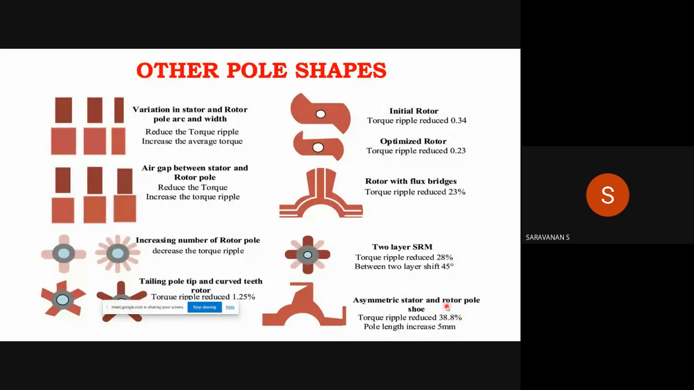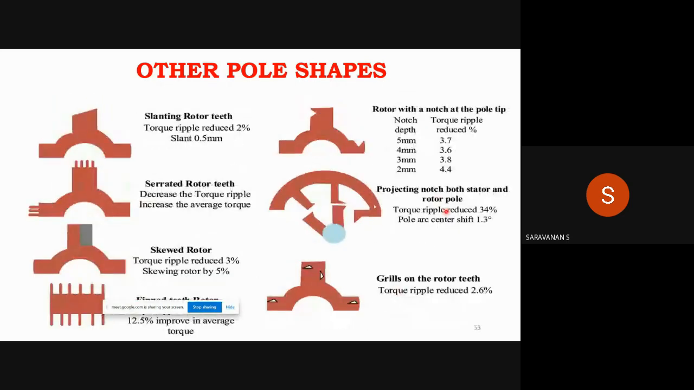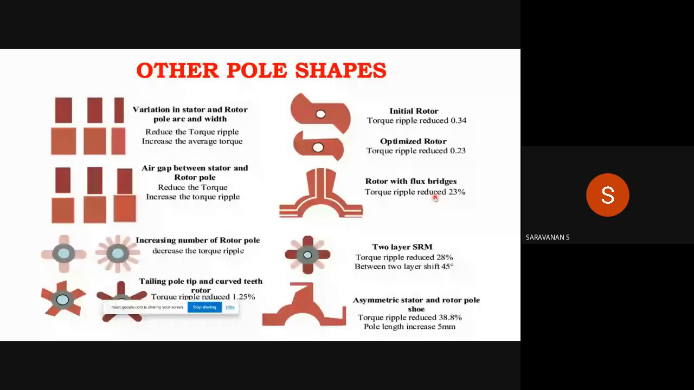Okay, so among these methods, adding flex bridges, adding layers, then asymmetric arrangement, and this one, projecting a notch, these methods performed well in reducing the torque ripple. So you can try these methods in your research also. These methods gave very much torque ripple reduction.